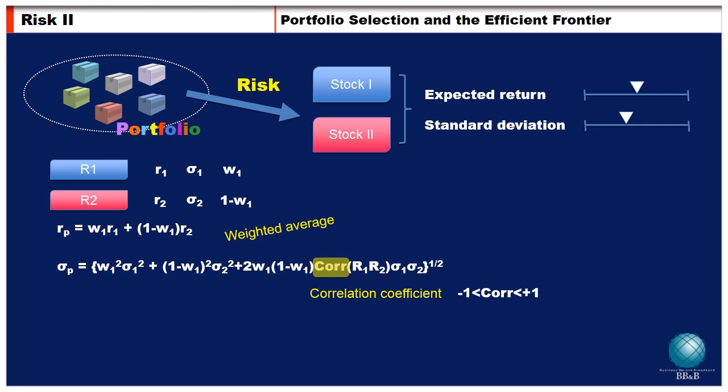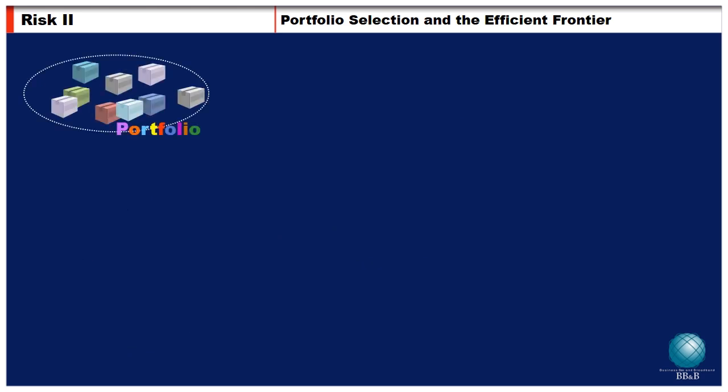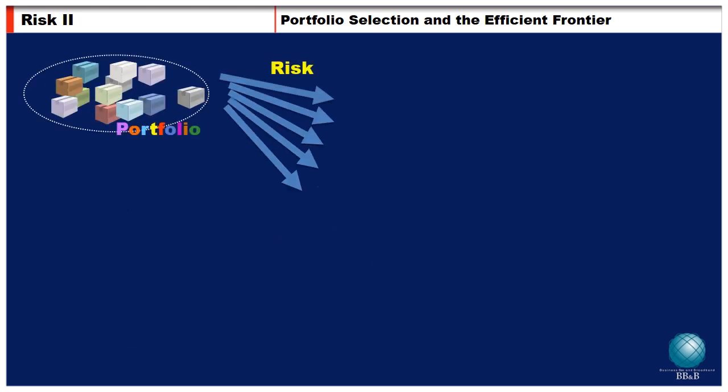But why does the correlation coefficient act to reduce the simple weighted average? Generally speaking, if two stocks are correlated, they vary together, or co-vary, and they mutually cancel out some of the dispersion of outcomes around the mean. But for now, just remember that the overall portfolio risk is lower than the weighted average. The more diversified a portfolio is, the lower the risk that portfolio will have.